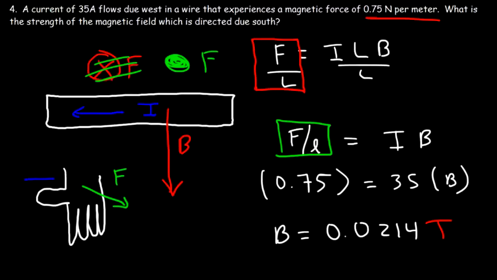So make sure the current is aligned with your thumb. The magnetic field is aligned with your four fingers. And then the force should come out of the palm of your hand. That's out of the page.